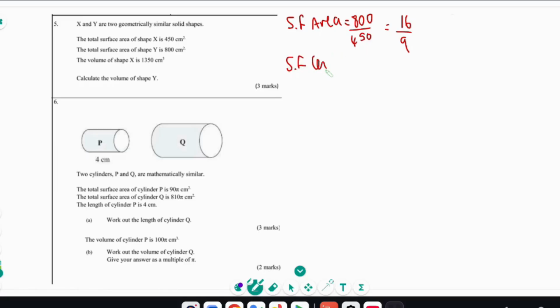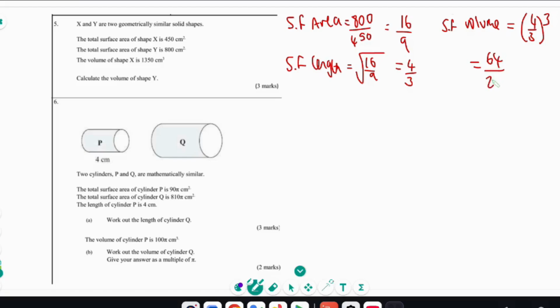We've got the volume of shape X. We want to find the volume of shape Y. So we need a scale factor for length. Square root of 16/9 and we get 4/3. So the scale factor for volume would be 4/3 cubed, which would be 64/27. So we've got the volume of the smaller shape, so we need to times that by the scale factor of volume to get the volume of the larger shape. 3,200.